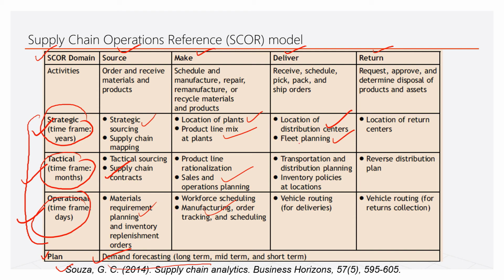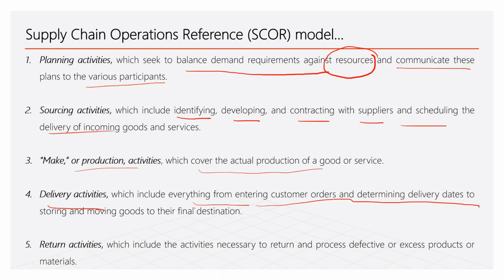Once we find out how many vehicles we will need based on the distribution center, then at a tactical level we are developing a distribution or transportation plan, and adopting different types of inventory policy for the appropriate locations. Then at an operational level we are deciding the vehicle routing, or you can say the delivery schedule.